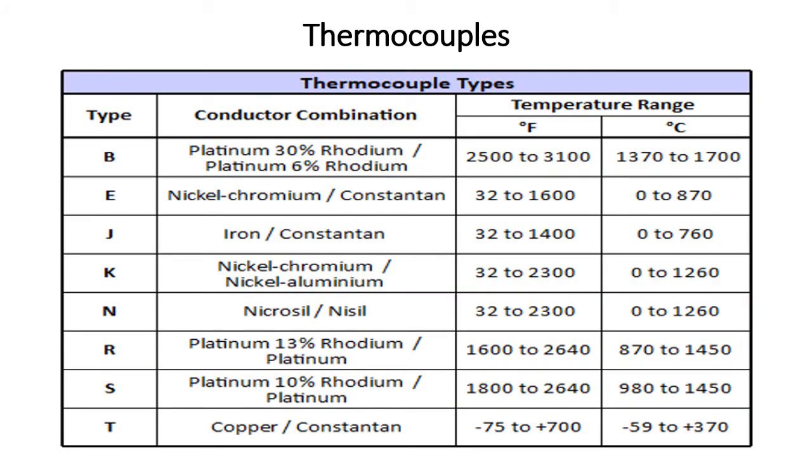So in this slide we see the various types of thermocouple. As you can see, the types are B, E, J, K, N, R, S and T, out of which K is the most widely used in industries. You can see the various combinations of material in these types of thermocouples and the temperature ranges, which is of prime importance.